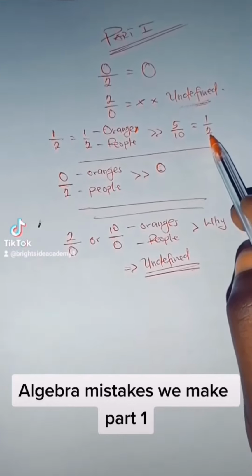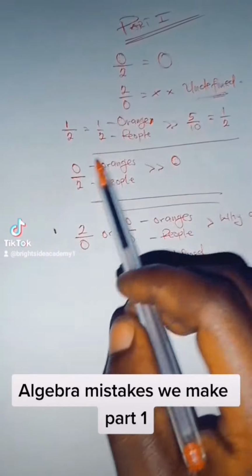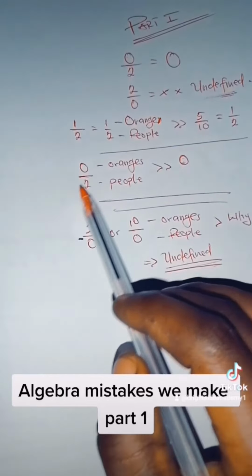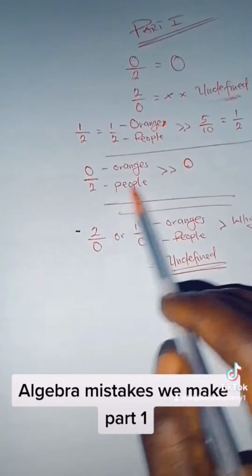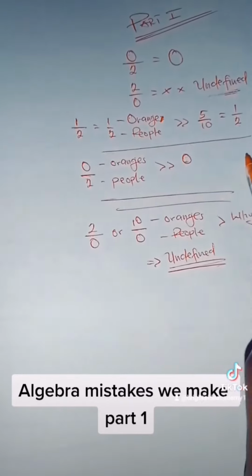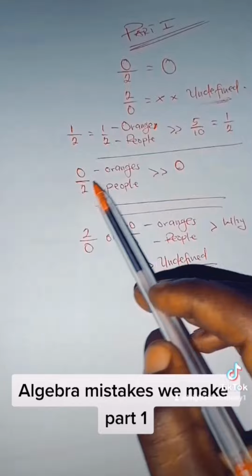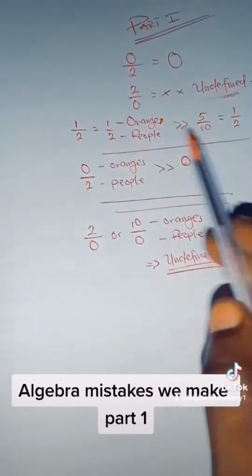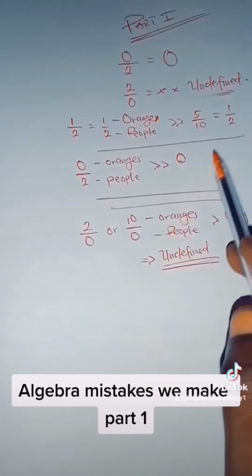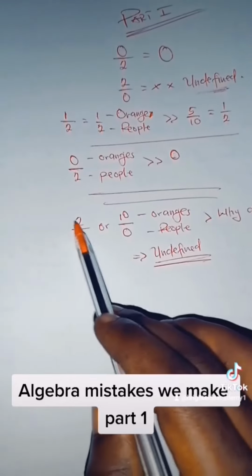What this means is that if you have 0 oranges, and then you are giving it to 2 people, each person gets 0 because you don't have an orange, so they get nothing. So this is actual mathematical. It makes sense. You can have nothing and you are giving to 2 people and then they get 0.